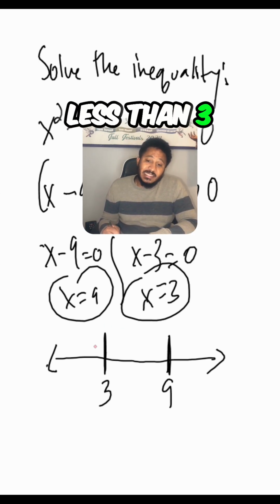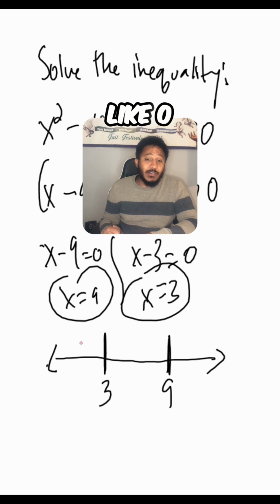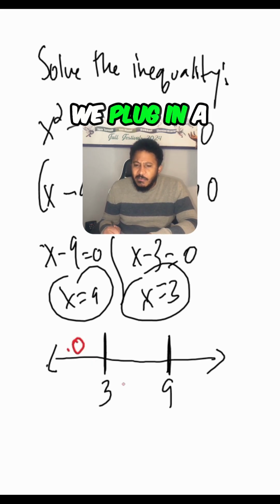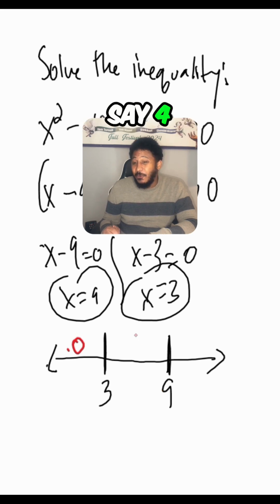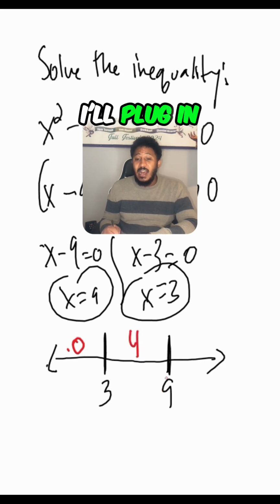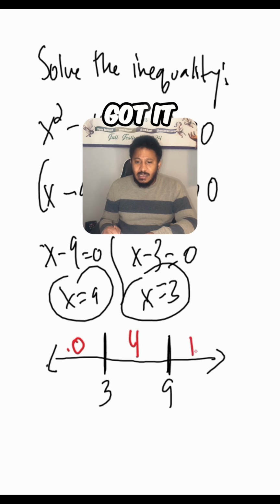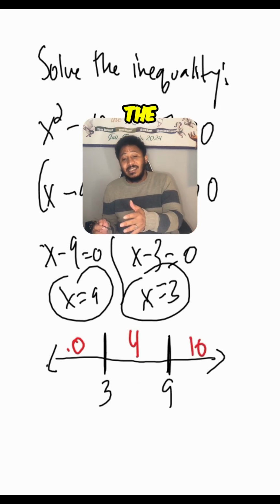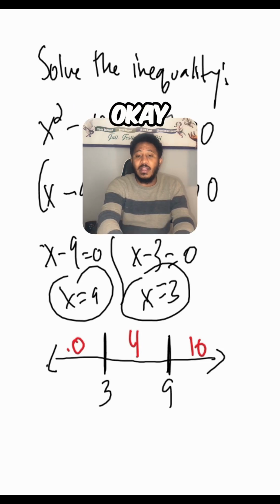For a number less than 3, we pick convenient numbers, like 0. That's a good number to plug in and see if we get a true statement. For a number between 3 and 9, say 4. And for a number bigger than 9, say 10. Now we'll test each of those regions, plugging those numbers into the inequality to see if we get a true statement.